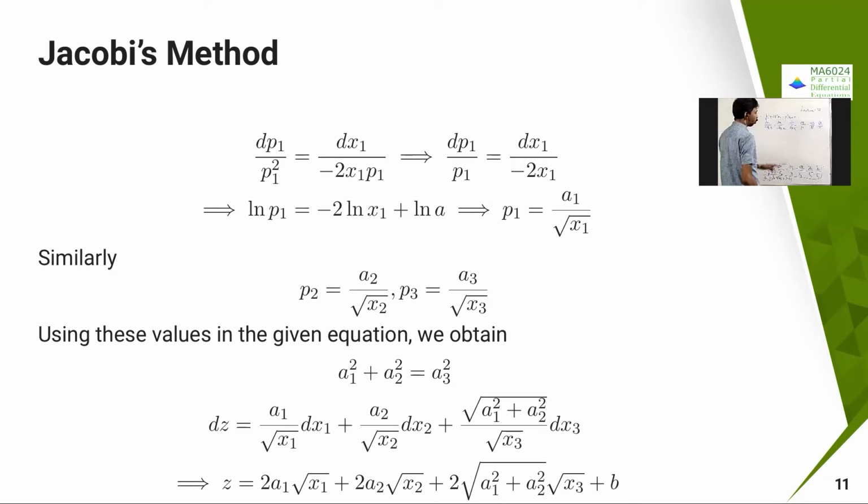So I can take these two equations, dp1 by p1 square and dx1 by minus 2p1 x1. Therefore you are going to get dx1 by minus 2p1 x1 equal to dp1 by p1 square. So p1 cancels, and you are going to get dx1 by minus 2x1 equal to dp1 by p1. So you can integrate that. This is going to become ln p1 equal to minus 2 ln x1.